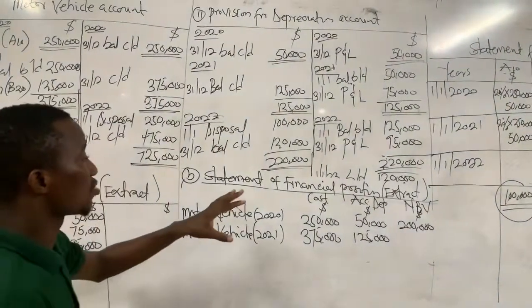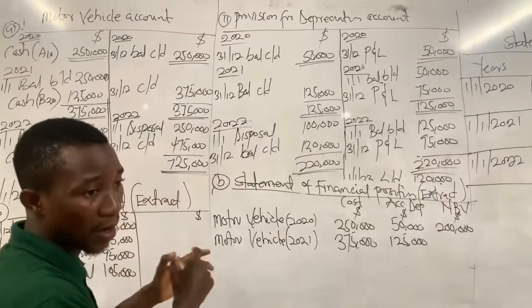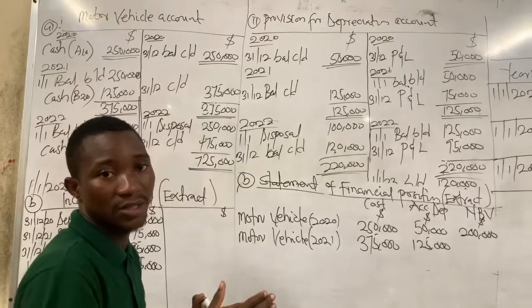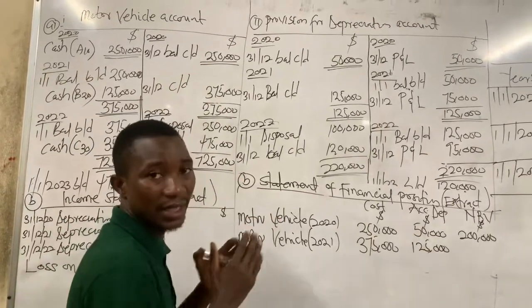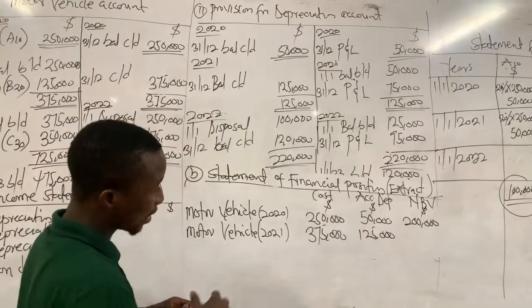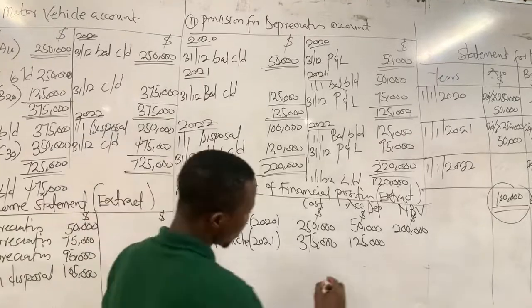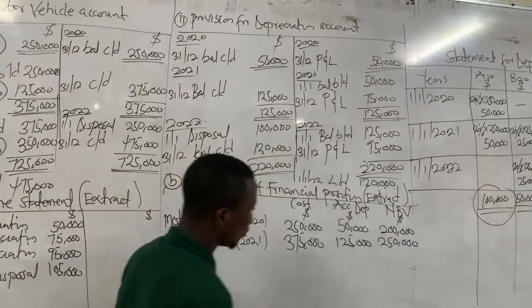So when we get to the statement of financial position extract, we take the cost of the asset for a particular year, its carrying amount, its balance CD. Then the accumulated depreciation to be considered, the carrying amount or the balance CD. Is that okay? Then we are going to strike the difference over here. And this is going to give us 250,000, being the net book value.